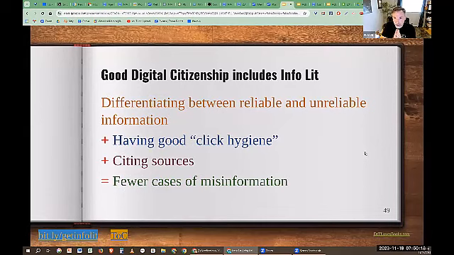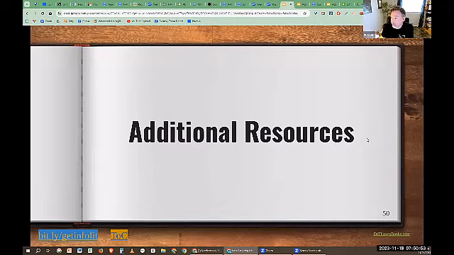But I mentioned good digital citizenship earlier because I think if we've got good digital citizens, they have to be using good information literacy skills, because we need students who can differentiate between reliable and unreliable information. We need them to know about click hygiene, not just clicking on repost or clicking on share or clicking on whatever link pops in front of them, and thinking before they click, thinking before they share. And they've got to cite their sources, right? Those are information literacy skills. But when we do that, it means that we're sending less misinformation out into the world, which is a good digital citizenship skill. We shouldn't be trying to fill the digital world with misinformation.